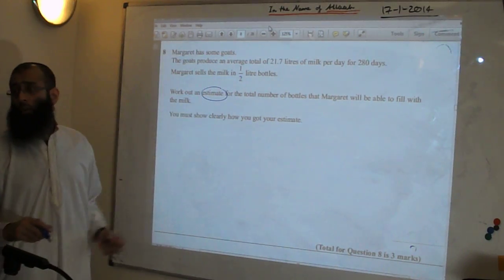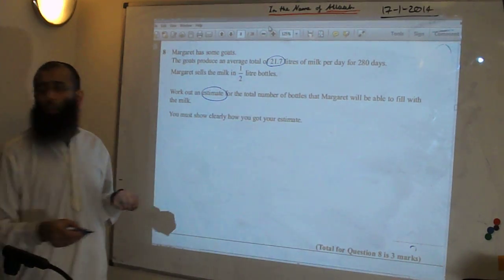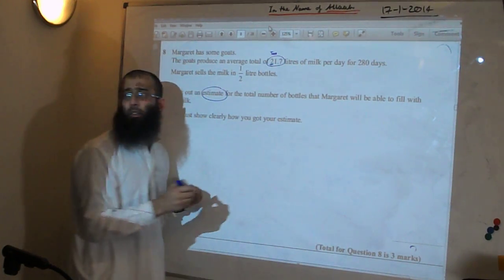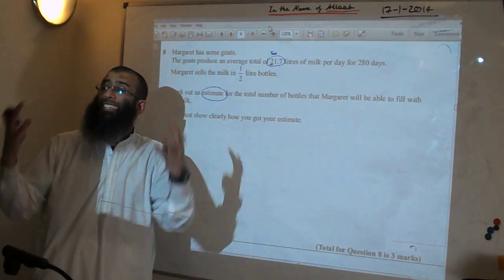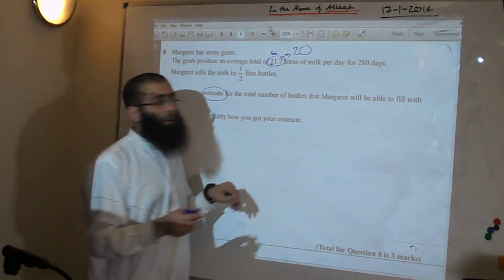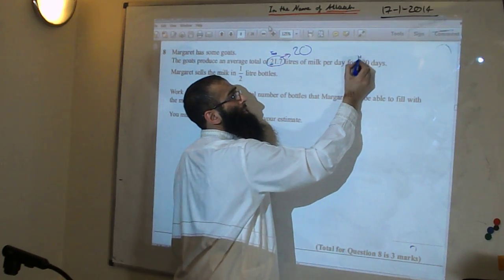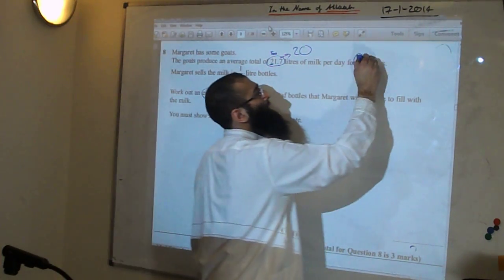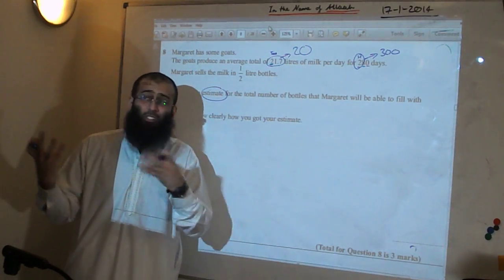So first of all, if you look at this number here, 21.7, the highest place value is the 2, which is in the tens column. So if you round 21.7 to the nearest ten, I'll call that my nice chunky number, that gives us 20. What's the highest place value for this number, 280? It's in the hundreds. So if you round 280 to the nearest hundred, we get 300. Another nice chunky number. Nice numbers are easy to deal with.